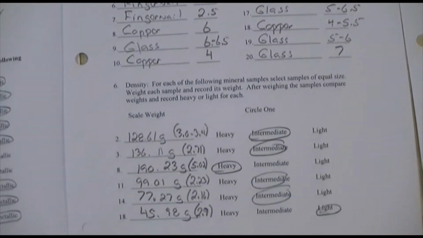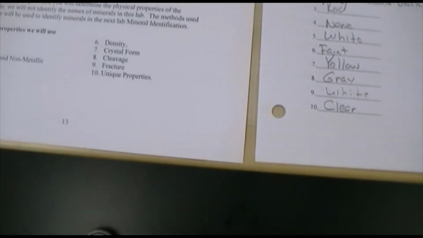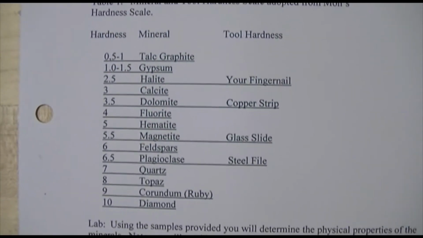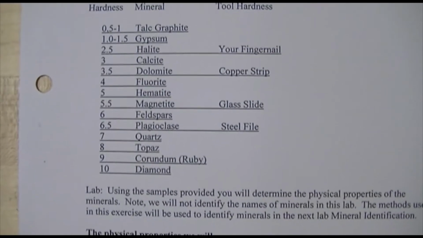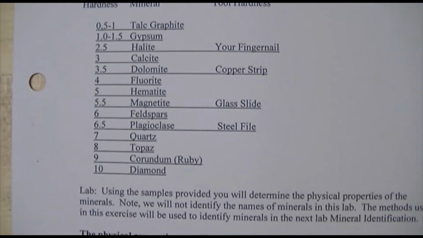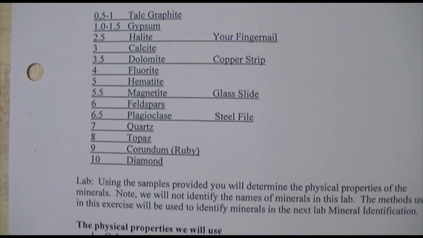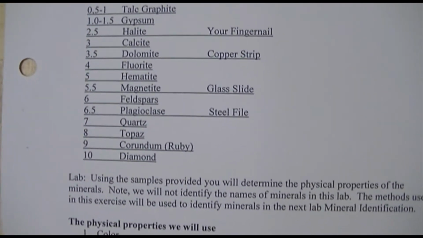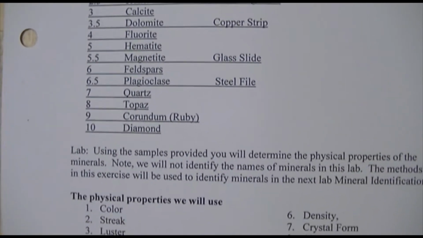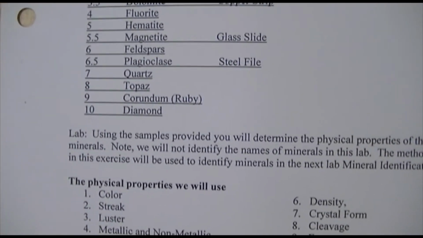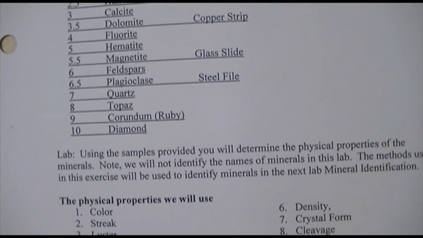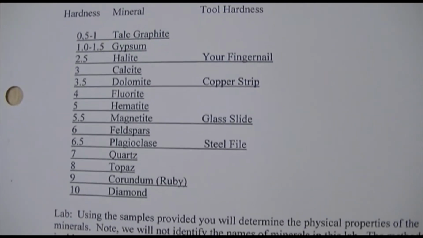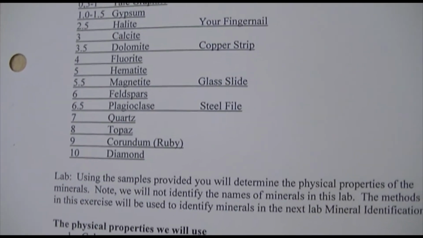Now these hardness numbers are in your sheet here. So at the beginning of the lab here, I give you a table. So your fingernail is about a 2.5 on the hardness scale of 1 to 10. So any mineral that does not scratch your fingernail is going to be less than a 2.5 on the hardness scale. Copper strips are about a 3.5. A glass slide is about a 5.5. So I had the liberty of scratching the glass slides and determine if the mineral easily scratched the glass slide or with difficulty. And that's where I made a determination on some of these numbers of 5.